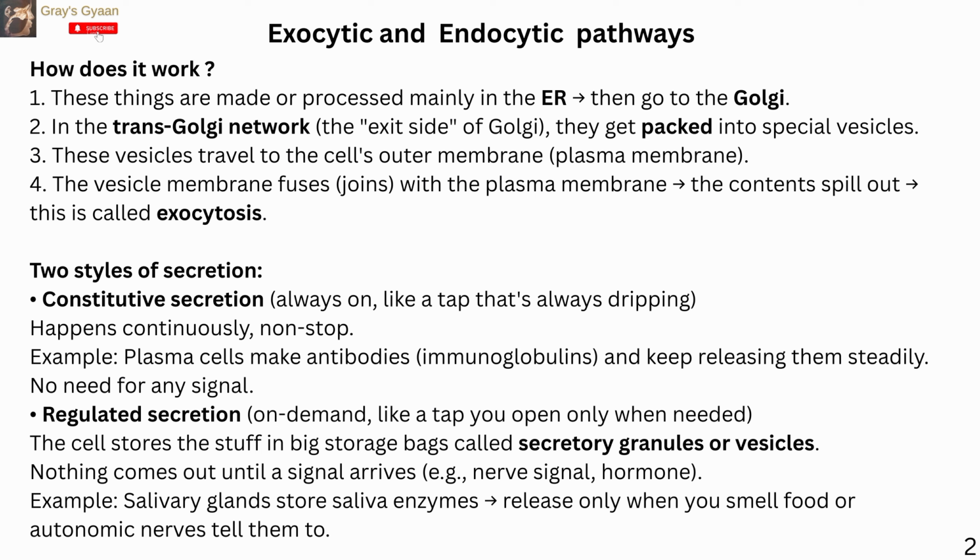The cell stores the stuff in big storage bags called secretory granules or vesicles. Nothing comes out until a signal arrives, for example, a nerve signal or hormone. Example: salivary glands store saliva enzymes and release them only when you smell food or autonomic nerves tell them to.